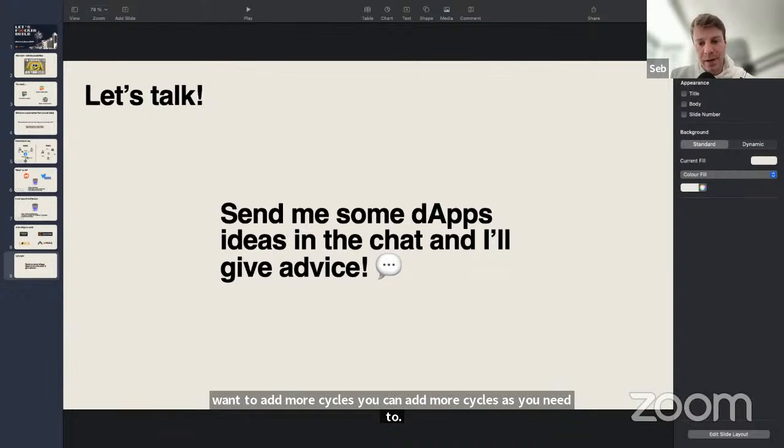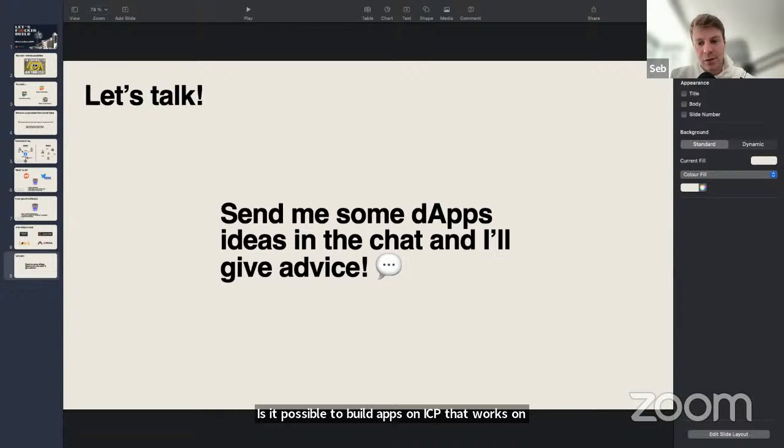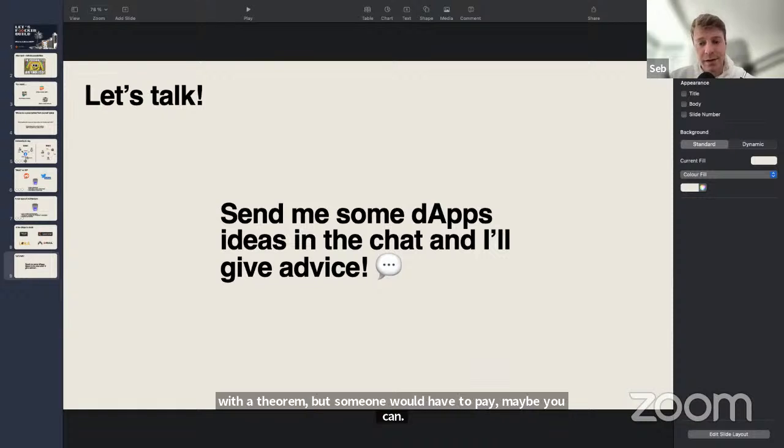Is it possible to build apps on ICP that work on other chains? Thanks to the reverse gas model, could you build an Ethereum app that has no gas fee? Yes, that's a huge possibility for ICP applications, to essentially make some Ethereum apps more accessible for users. The problem is that you would still have to pay the gas fees if you're interacting with Ethereum, but someone would have to pay. Maybe you can have the application itself paying for that.